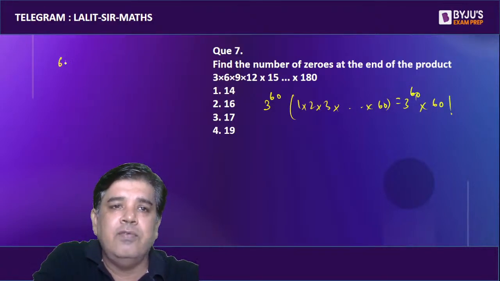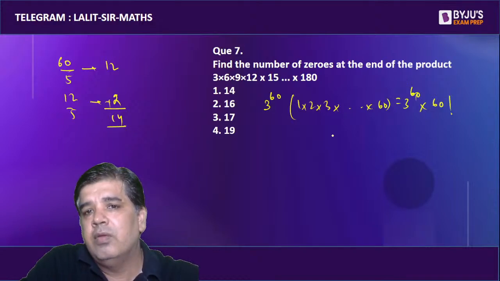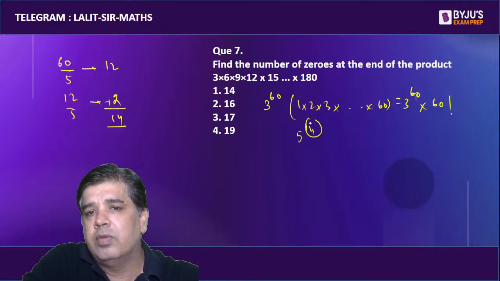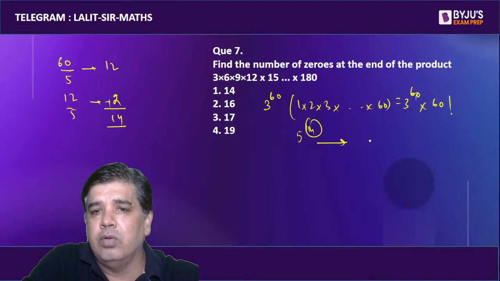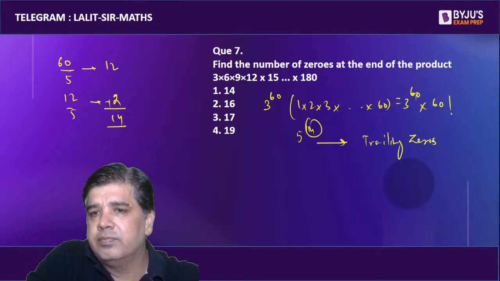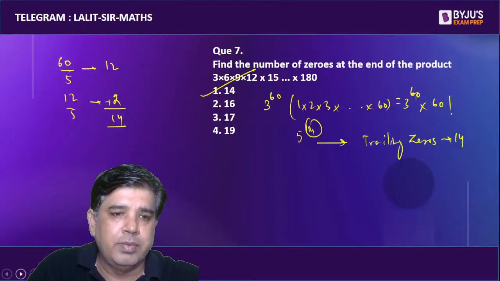Right? In 60 factorial, students, 5 twelves are 60, 5 times 2 is 10. We have 14 fives. So the number of 5s tells us the number of trailing zeros. Trailing zeros are 14. So the answer is the first option. So simple.